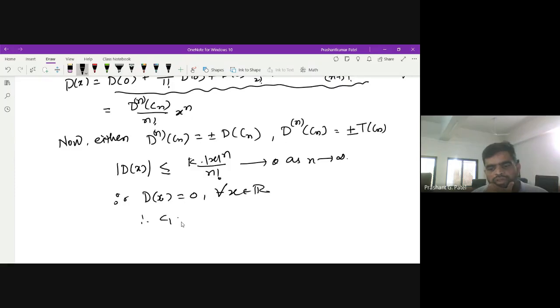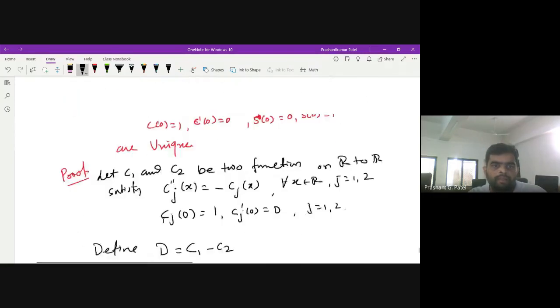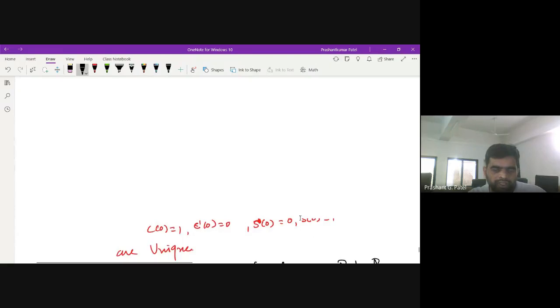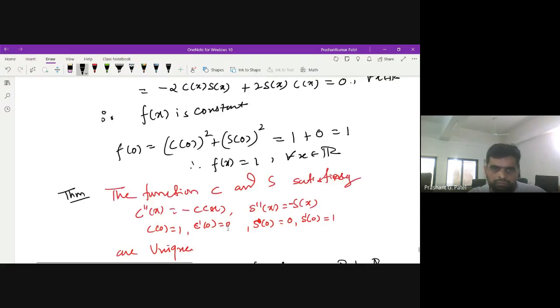And therefore C1 is equal to C2. And since d is 0, in a similar manner a similar argument can show that if S1 and S2 are two functions which satisfy the given conditions, then S1 is equal to S2. So what we have proved is that a function which satisfies these properties is unique. This property means these two properties that we have here.